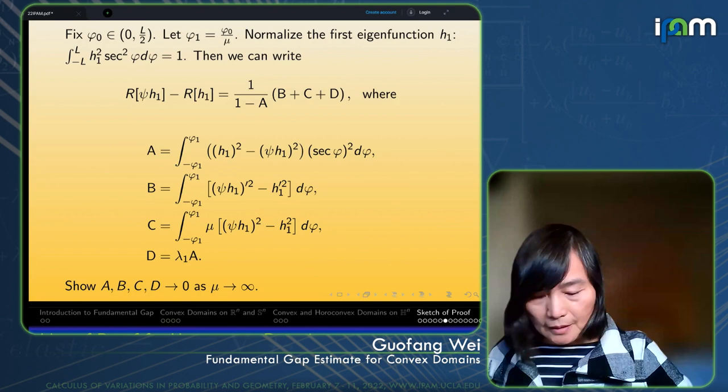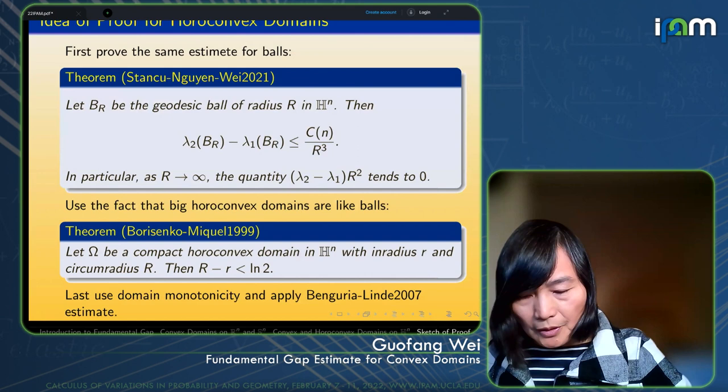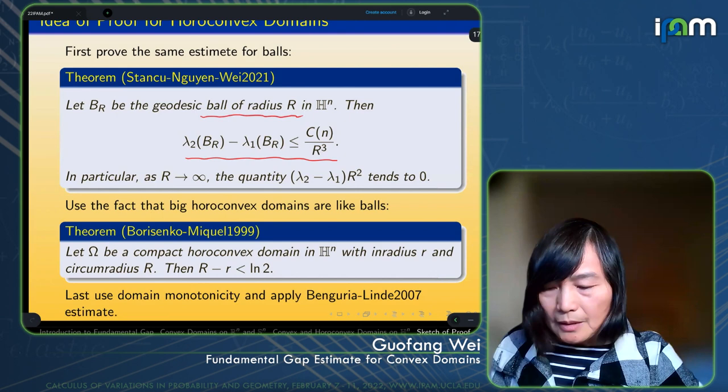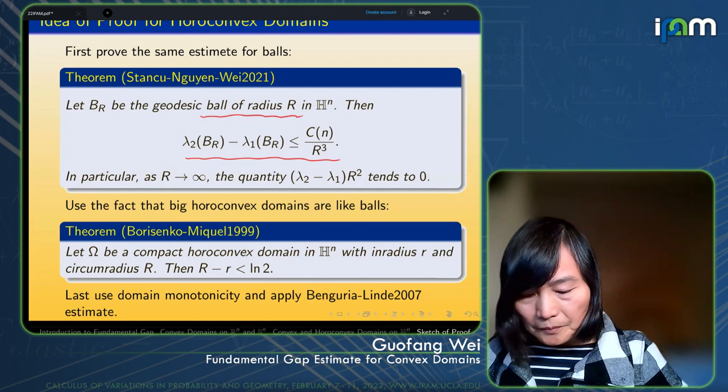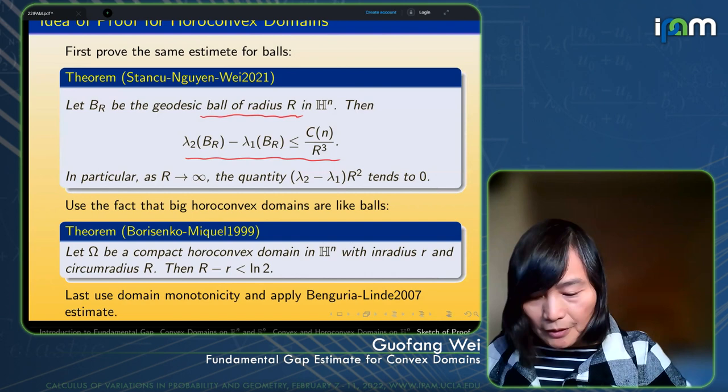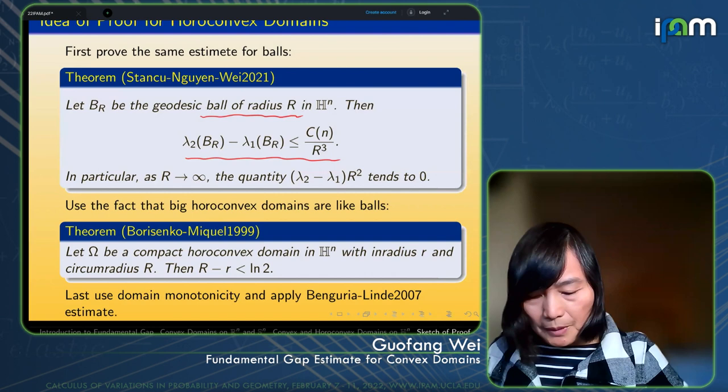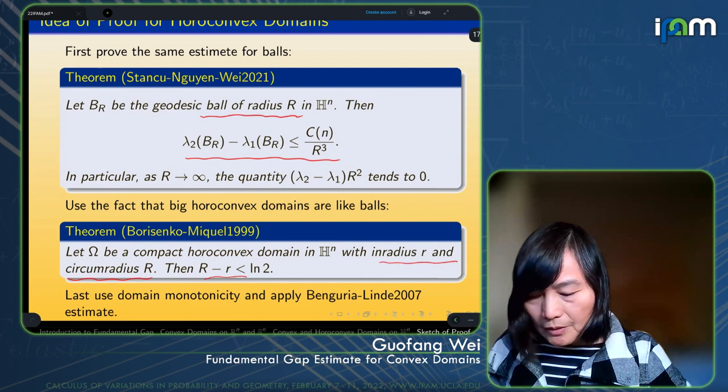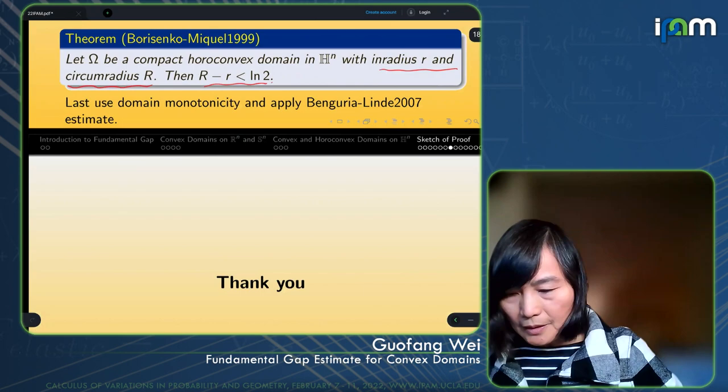As for holoconvex, basically we reduced the estimate to the balls, and the ball problem also reduces to ODEs. We also found that holoconvex domains, when R is big, look like a ball. Namely, the inner radius and the outer radius are very close. So we can use the balls to estimate the holoconvex domain. Thank you.